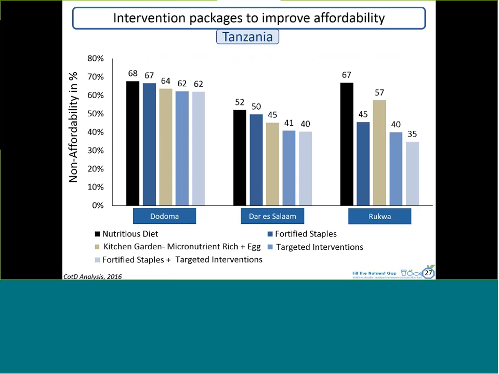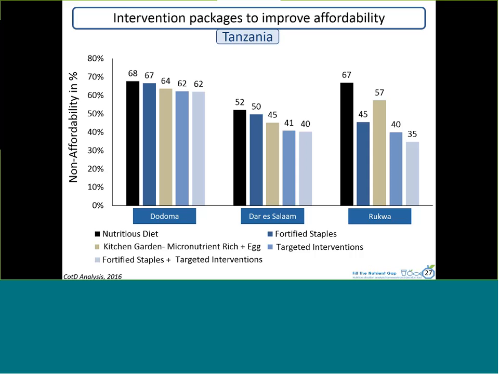So this is an example from Tanzania, looking at different packages to improve affordability. This could be any range of different packages, and we've just chosen an example to show what could potentially be done to improve affordability. So the black bars show the percentage of households that could originally not afford a nutritious diet. In some areas, this is particularly high. You see in Dodoma and Rukwa, 68% to 67% of households can't afford a nutritious diet. However, once we introduce a fortified staple on the market, such as maize, we see that these costs reduce. In Rukwa, this is particularly effective, where it reduces from 67% to 45%.